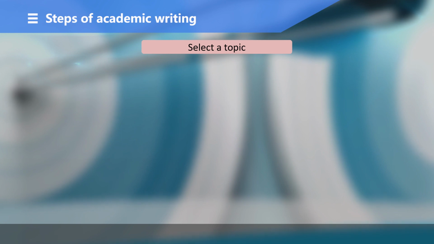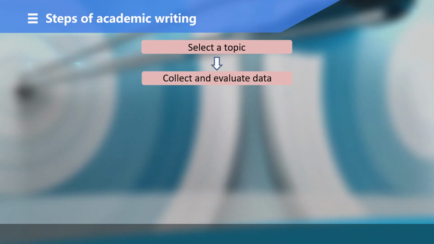From the last session, we know that there are different genres of academic writing. But for all types of writing based on the research, we follow similar steps. There are usually 6 steps of writing a research paper. First, we need to select a topic.